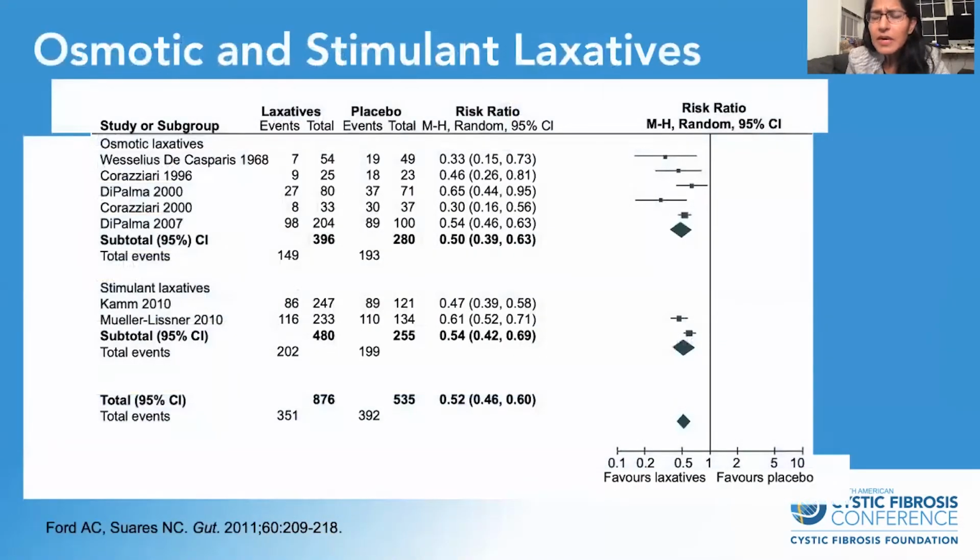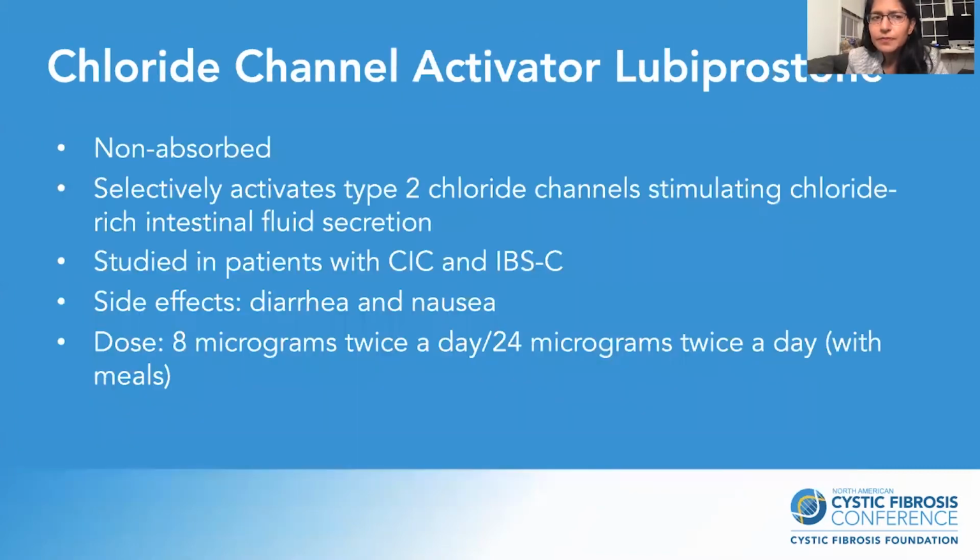So this is a meta-analysis that shows the pooled effect estimate of osmotic laxatives and stimulant laxatives across about 8 randomized controlled trials, including anywhere from 800 to 1,300 patients in total. And you can see across these agents, laxatives are extremely effective in improving constipation symptoms with a pooled effect estimate of 0.52 ranging from 0.46 to 0.60. One of the most important first-line agents used to treat constipation.